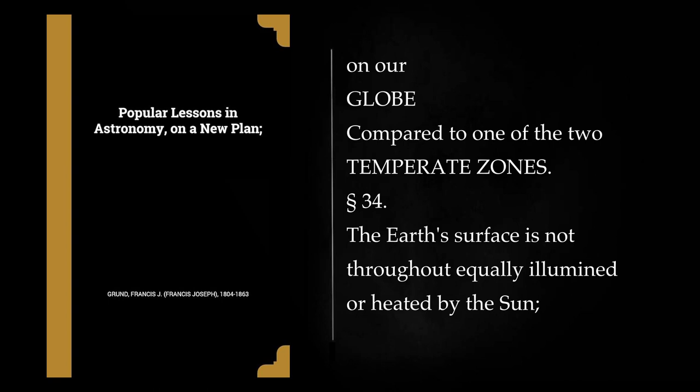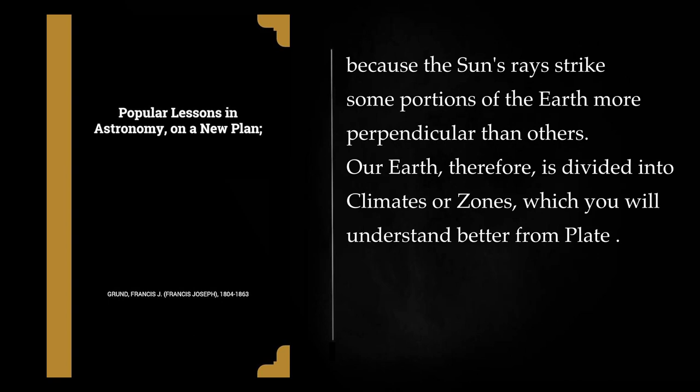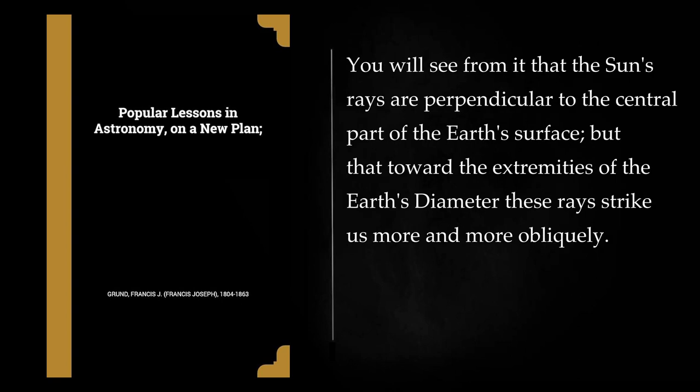Section 34. The Earth's surface is not throughout equally illumined or heated by the sun, because the sun's rays strike some portions of the Earth more perpendicularly than others. Our Earth, therefore, is divided into climates or zones, which you will understand better from the plate. You will see from it that the sun's rays are perpendicular to the central part of the Earth's surface, but that toward the extremities of the Earth's diameter these rays strike us more and more obliquely.